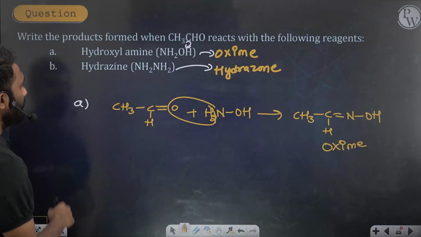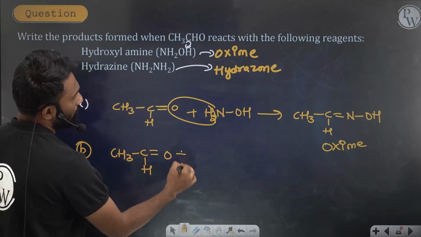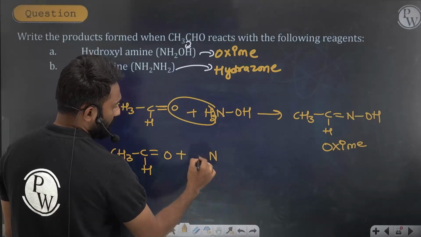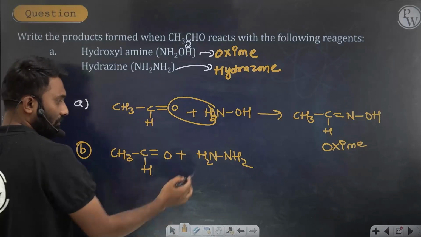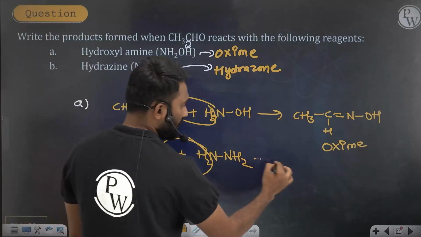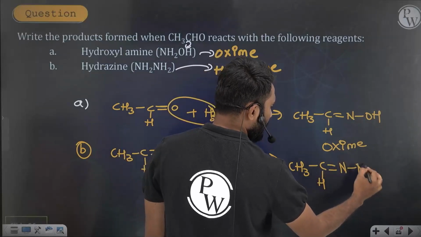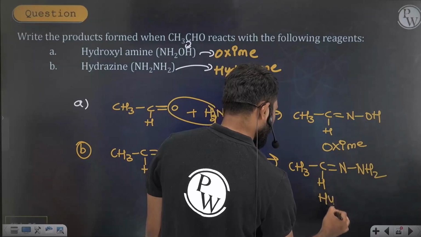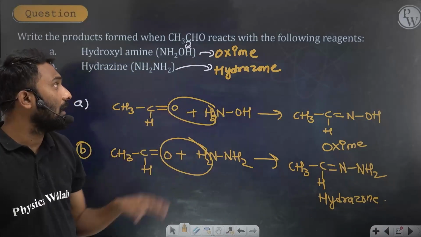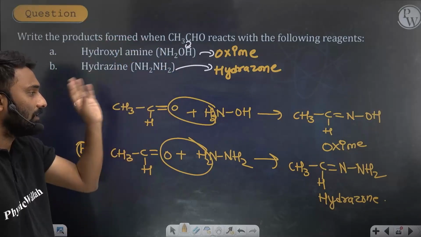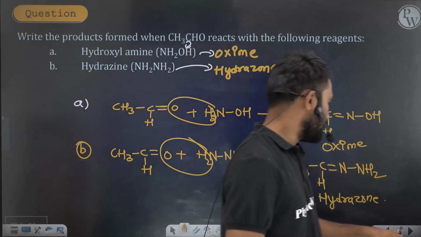Clear? Now with hydrazine, with the B part: CH3CH double bond O plus hydrazine, NH2NH2. Hydrazine in the presence of a base will give the Wolff-Kishner reduction. Now eliminate the H2O. Now we will get CH3CH double bond N NH2. This is a hydrazone. Clear? Now one is an oxime, one is a hydrazone. So when acetaldehyde reacts with hydroxylamine, we get the oxime, and when it reacts with hydrazine, we get the hydrazone. Clear?